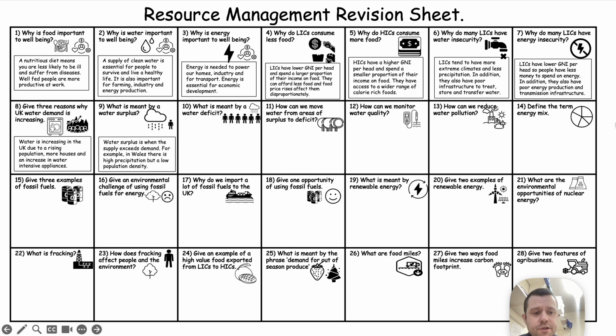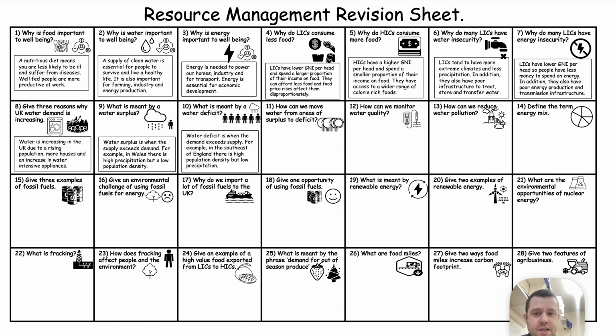Water surplus. If you have a surplus, you have too much of something. It's when water supply exceeds demand. So the amount of precipitation is higher than what is required by the number of people, and we will use the phrase population density, the number of people per square kilometre, to talk about how many people live in an area. Now, Wales has high precipitation levels, but a low population density, hence it has a water surplus.